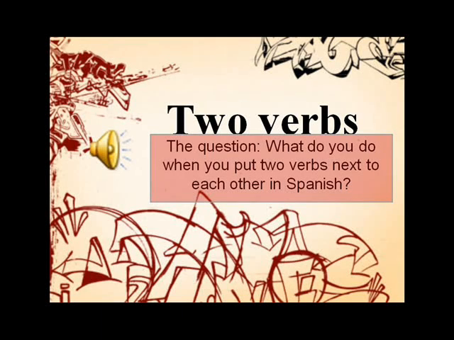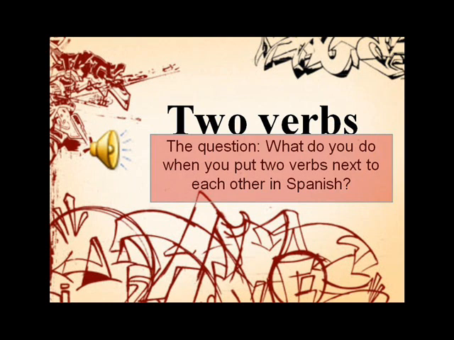Okay, so I'm trying to write this sentence in Spanish, and I want to have two verbs in my sentence, you see? But if I have two verbs in the same sentence, do I conjugate them both? If I'm talking about yo, do I conjugate both verbs into the yo form? Or what do I do with both the verbs?